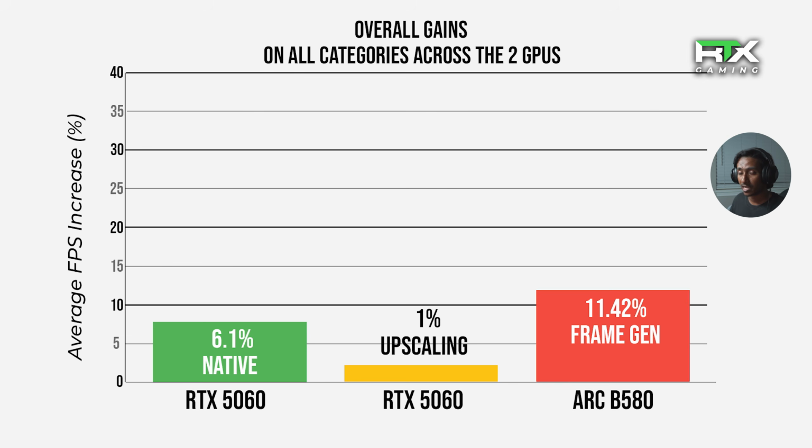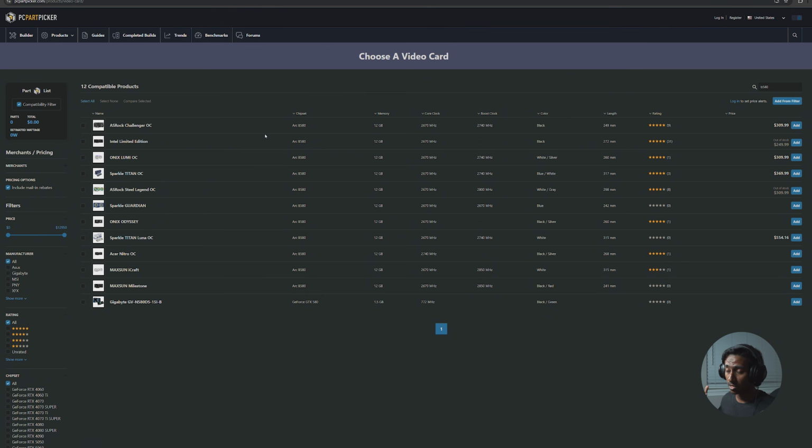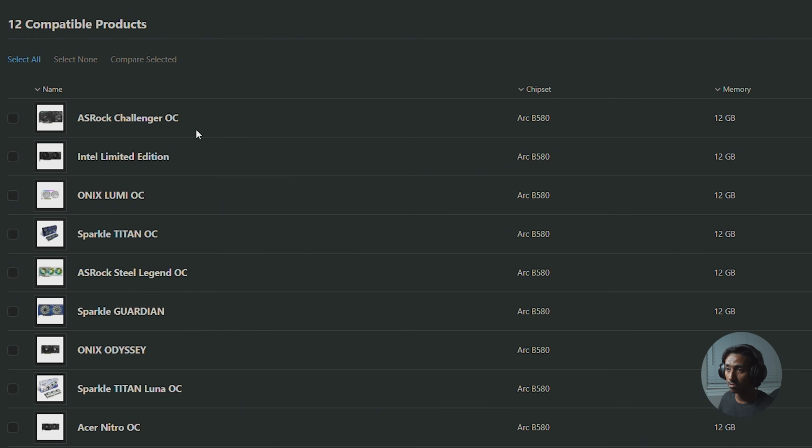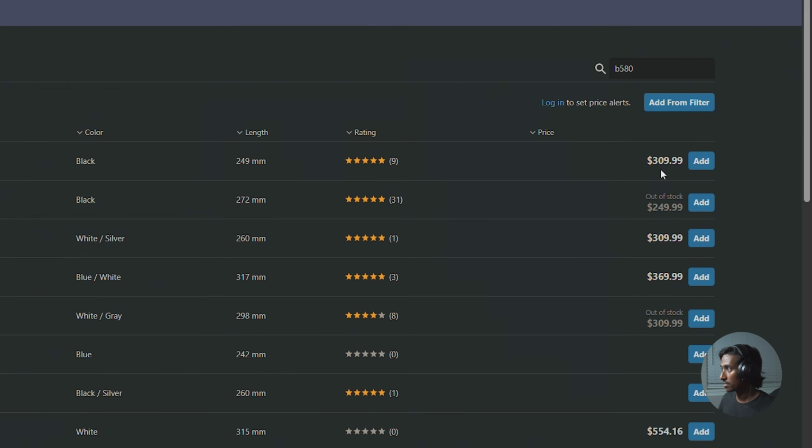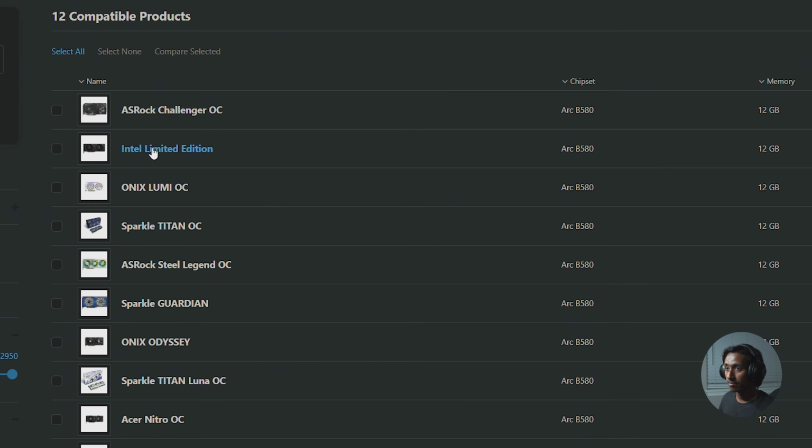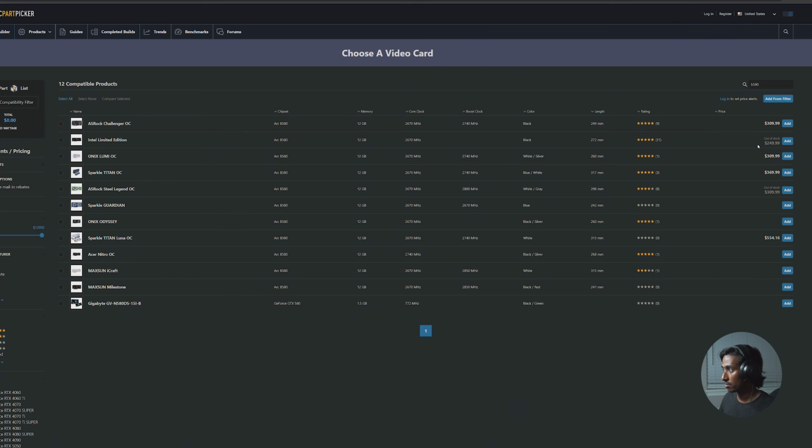Now let's take a look at the pricing in the current market for both of these GPUs. So I'm going to go to PCPartPicker, and this is in US dollars. You can see for the B580, the lowest entry point is the ASRock Challenger overclocked version, which is coming at $310. It's USD, so the market will differ from where you are. This is the one I have, the Intel Founders Edition, the limited edition. This is the actual base price, $250. It's out of stock in the US, unfortunately.